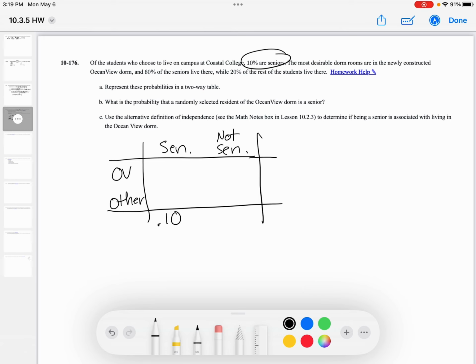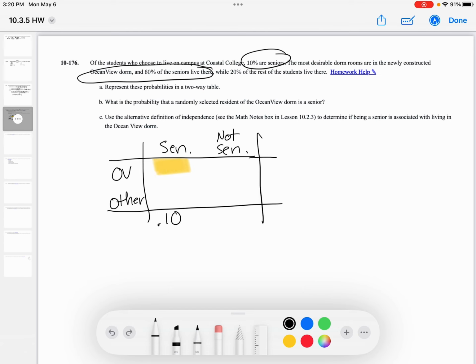And 60% of seniors live in Ocean View. That's a little bit tricky. We'll come back to that. And 20% of the rest of the students live there. Okay, so Ocean View seniors. This is the box we're interested in filling out. 60% of seniors live there. So do I just put 0.6 there? Well, that's kind of tricky. 0.6 is bigger than 0.1. It's not 60% of all the students, it's 60% of seniors. Okay, so that's not right.